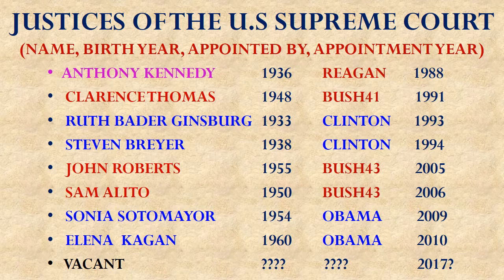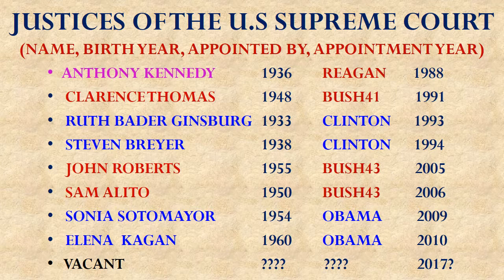Here we have the 8 current members of the United States Supreme Court listed out. Now notice I have a vacant spot at the bottom for the one spot that's open on the court because of the death of Antonin Scalia. The thing to notice about this list is the ages of the justices. I'll explain more about what the other things on it mean in a few moments.